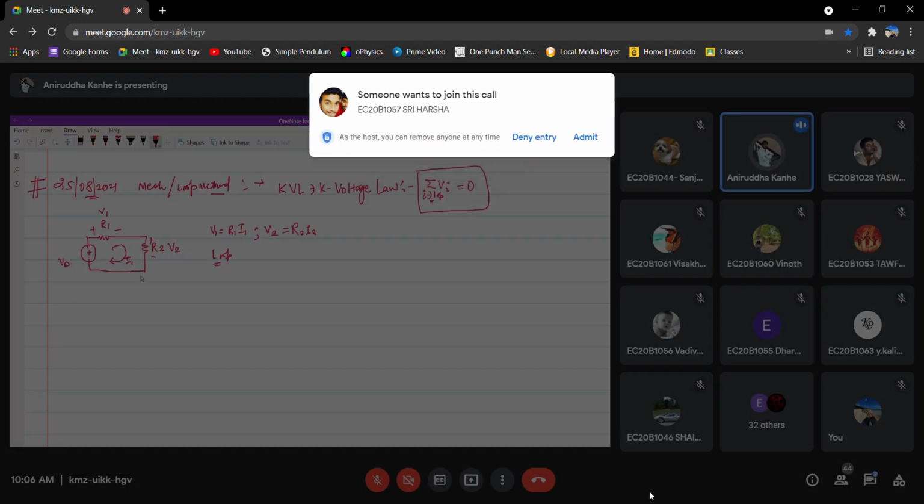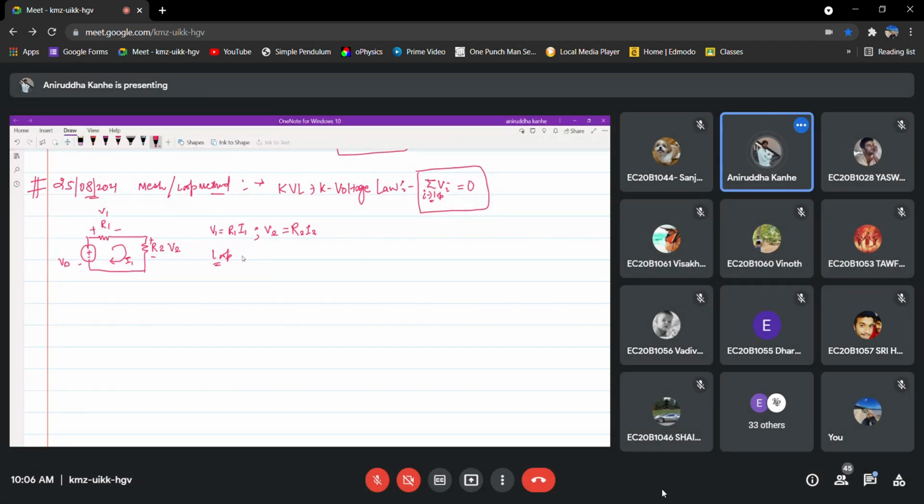So one can write the loop as the summation of all the voltages. You always take the negative sign first, because we generally take the entering sign. So one can write minus V0. This is your minus V0. And then plus V1 plus V2. So I'm only taking the entering sign. This is called a sign convention.